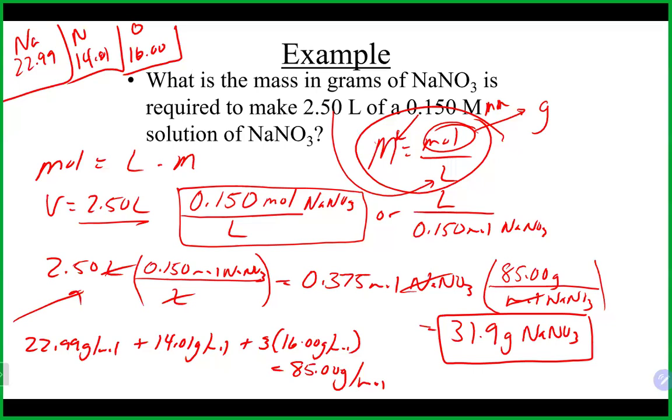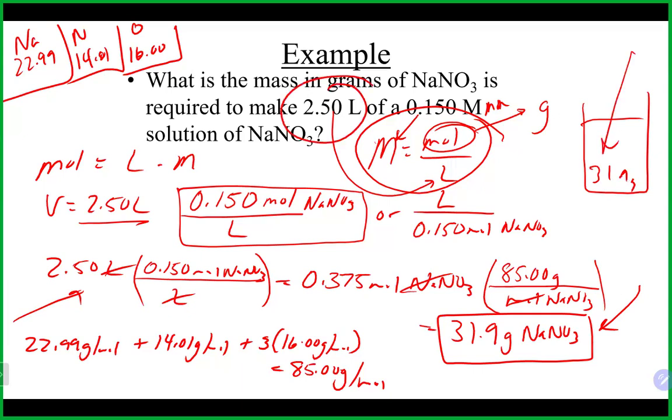Any questions on that? By the way, that number means that if I wanted to make the solution, I would need to go grab my sodium nitrate and measure out 31.9 grams of it, put it in there, add enough water to get a total volume of 2.5 liters to dissolve it in, and mix it really well. And if I do that, I then will have a solution that has a molarity of 0.15 molar. So again, that's what that number basically represents. That's how you would go make this solution. Just dissolve that many grams in water, make sure you hit exactly 2.5 liters, mix it up really well, and you'll have a solution that has that molarity. Any questions on that there?